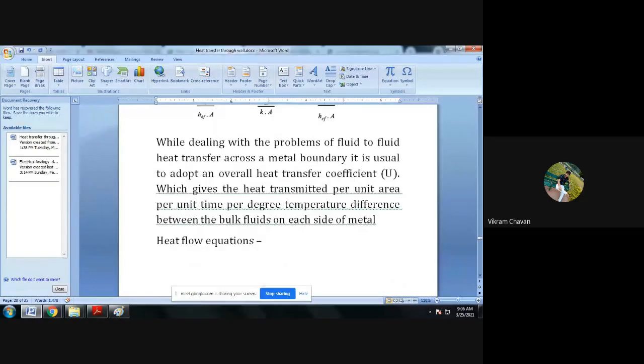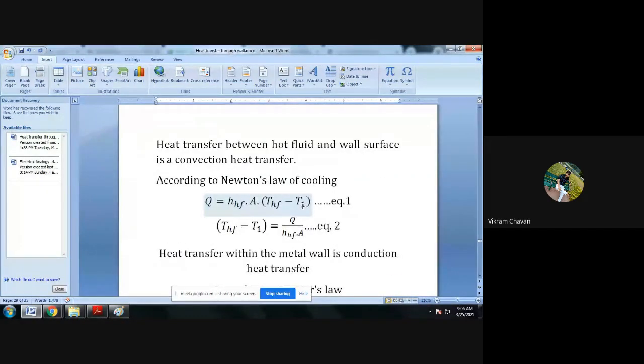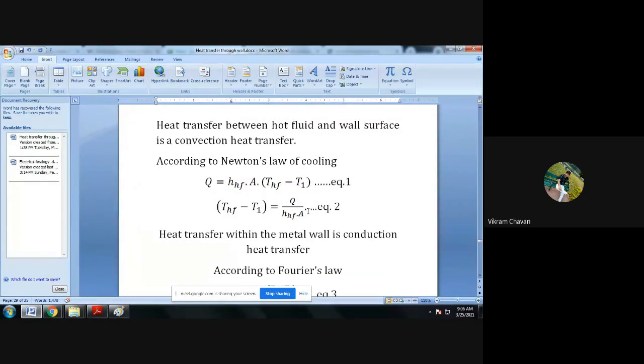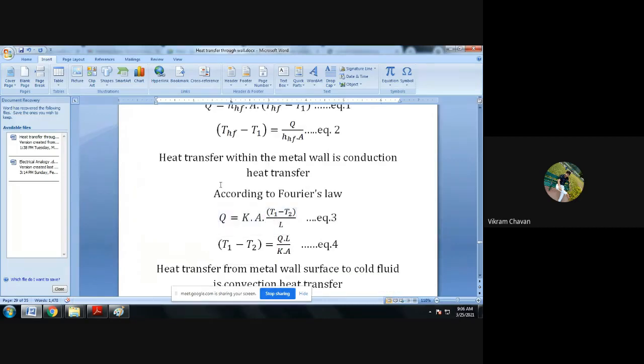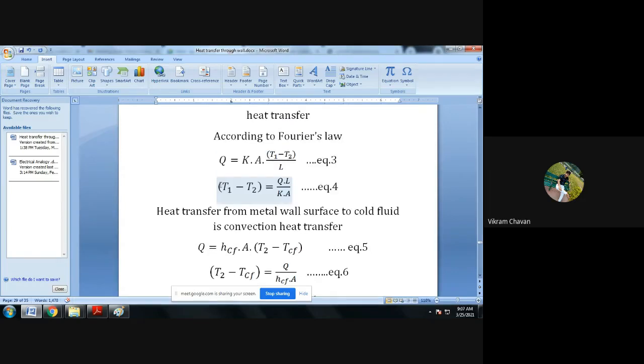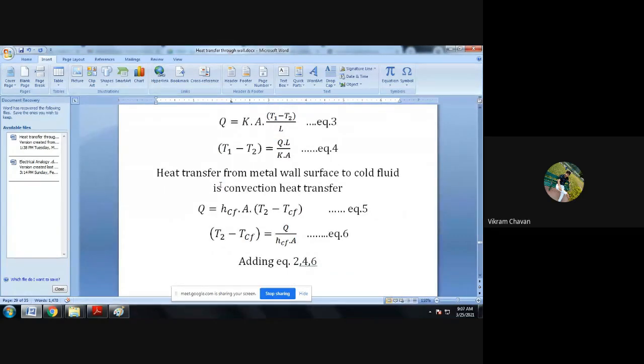First, we applied Newton's law of cooling for the heat transfer from the hot fluid to the wall surface on the hot fluid side, and we converted that equation into a temperature difference. Then the heat transfers within the metal wall, within that particular thickness, so it is the conduction mode of heat transfer, and we apply Fourier's law. Further, the heat transfers from the wall surface to the cold fluid, which is convection, so again we apply Newton's law of cooling and convert that equation into a temperature difference.